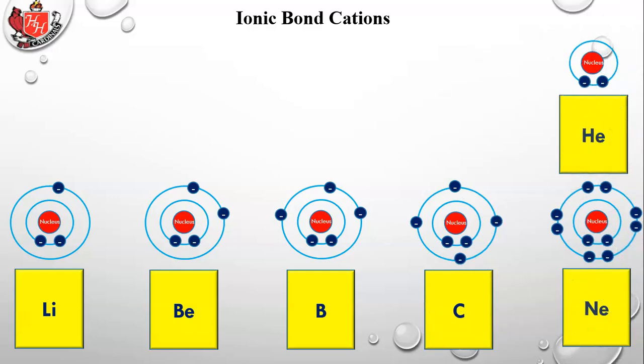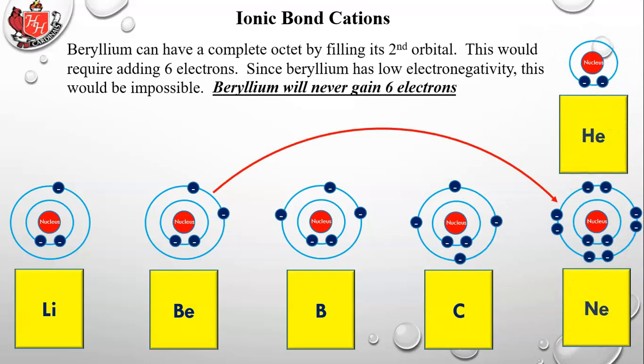Now beryllium. Beryllium can have a complete octet by filling its second orbital. This would require adding 6 electrons because it already has 2. Since beryllium has a low electronegativity, this would be impossible. So beryllium will never gain 6 electrons. It's never going to do this.